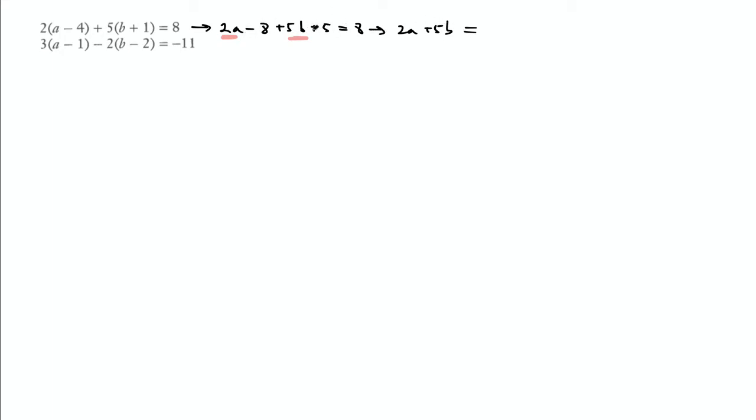So we have minus 8 plus 5, that gives me minus 3, but bringing that over to the other side, we get 8 plus 3. Okay, so that's 11. Over here, expand everything else.